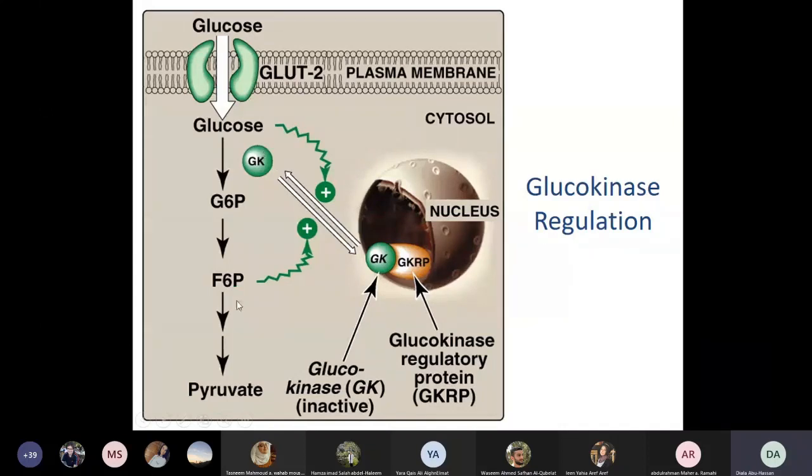Whenever we reach the point where we have a high concentration of fructose 6-phosphate, this regulatory molecule, fructose 6-phosphate, is going to sequester the glucokinase to the nucleus to bind the inhibitory regulatory protein.